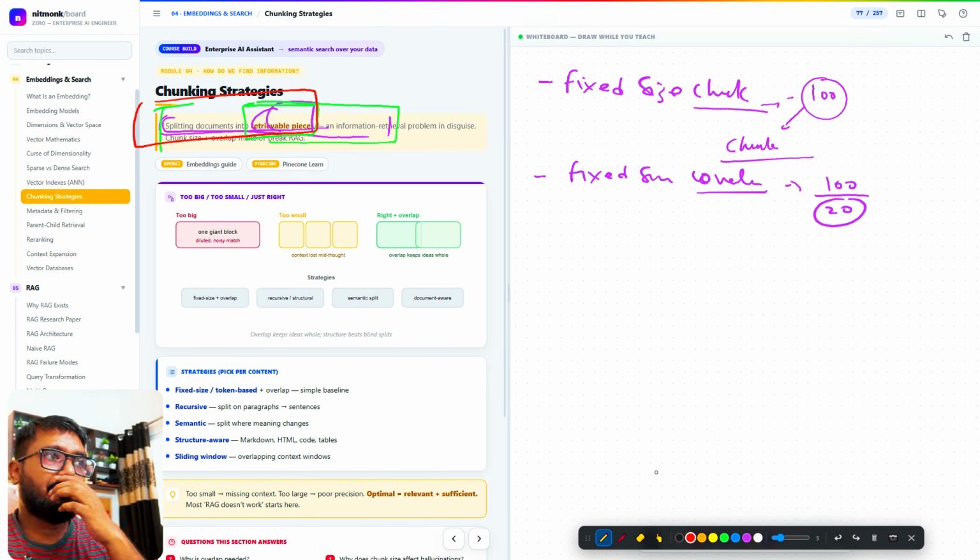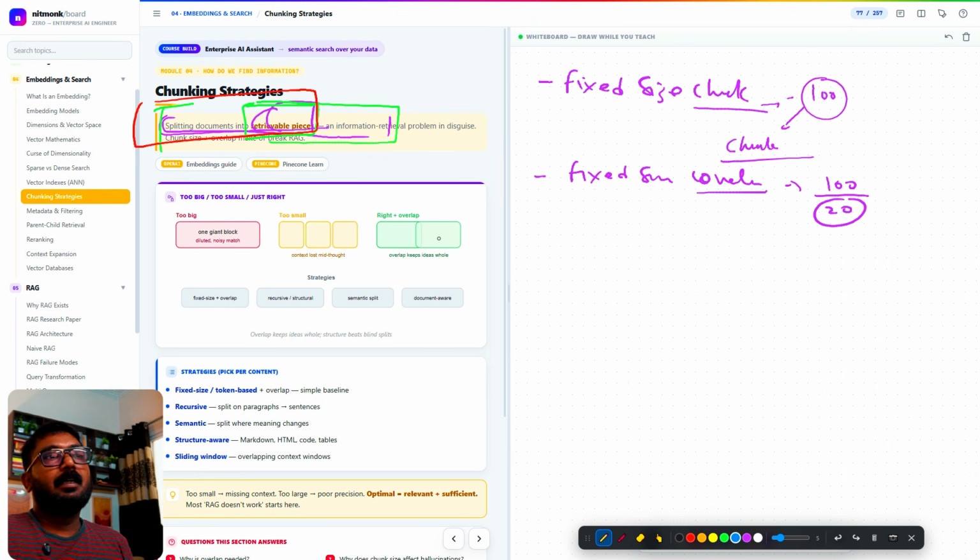But the problem with fixed size chunking and fixed size with overlap is that we do not know where the characters will be cut. So the meanings get distorted. Then we have paragraph-wise chunking.